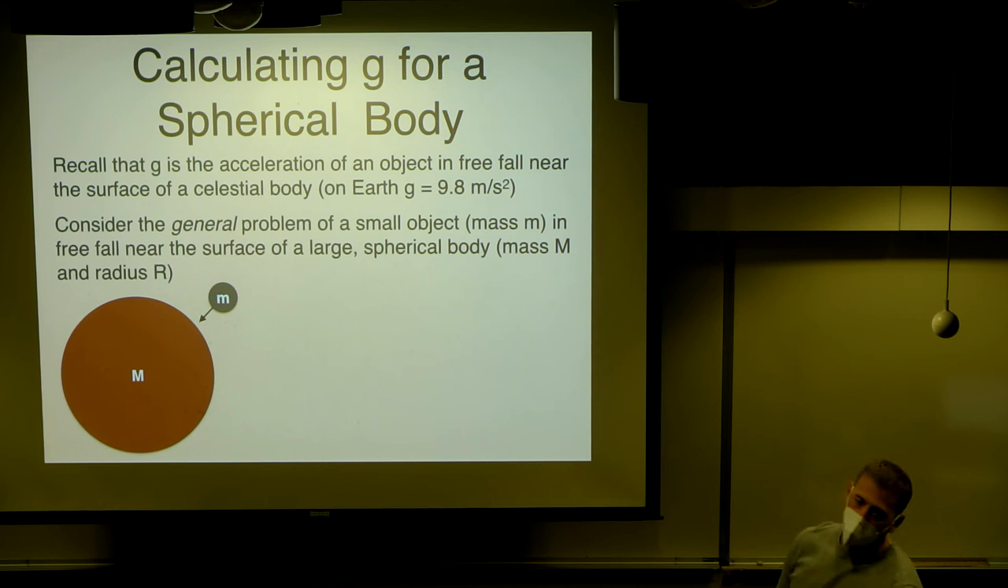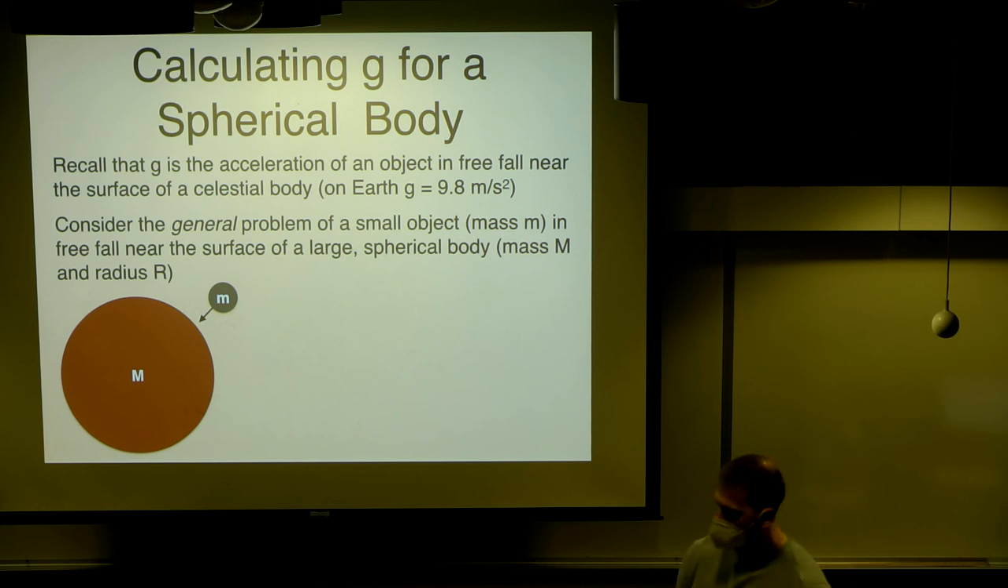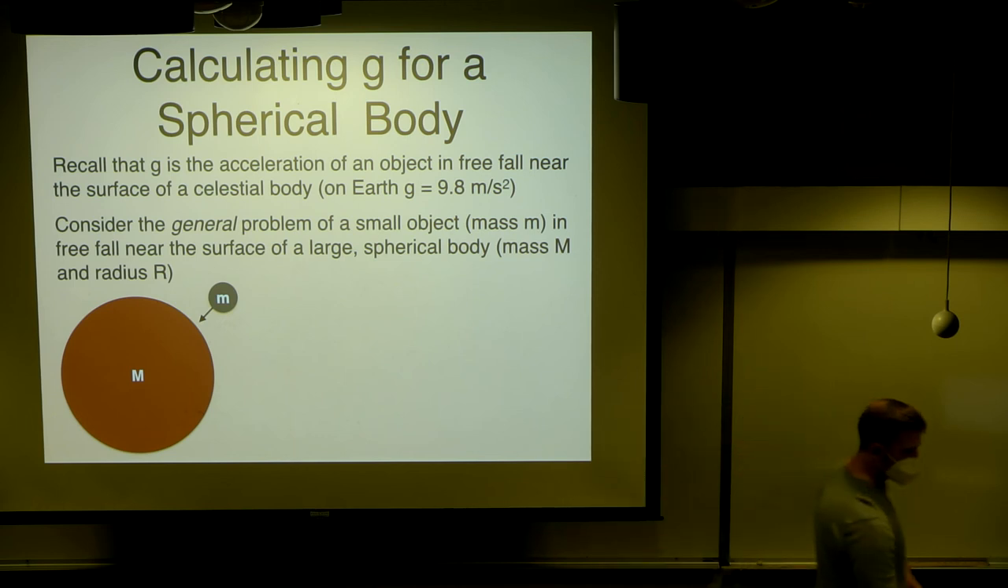So here's the general picture. You have your big M, that's your celestial object, a planet, moon, whatever you want. And then you have your object in free fall near the surface of that object. That's your little m. So if you like, you can picture big M as the Earth, and little m is the pen that I just dropped. The radius of this big object is what we're going to call capital R.